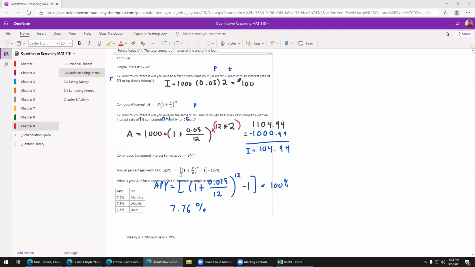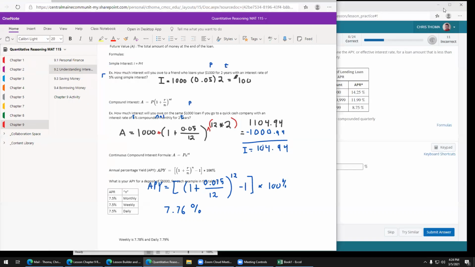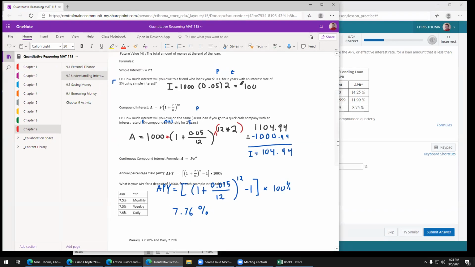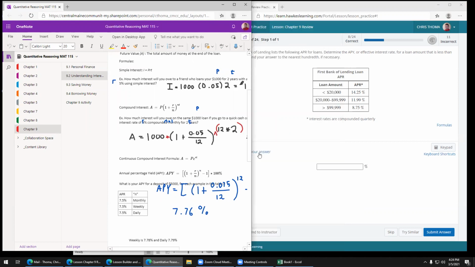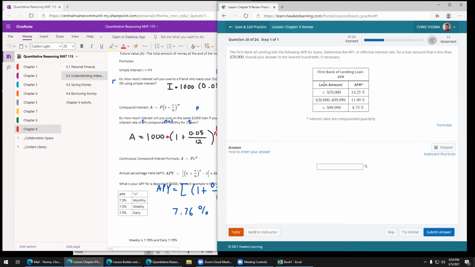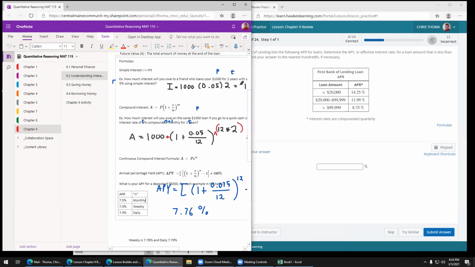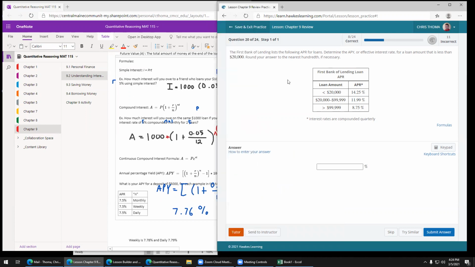All right, so finally our equation loaded. So we're gonna do annual percentage yield. So let's make this small again. I don't know if that was what was causing the issue, but we'll do it anyway. So if the loan is less than 20,000, that means we're gonna use 14.25. So that is our rate. And it is compounded quarterly, right?